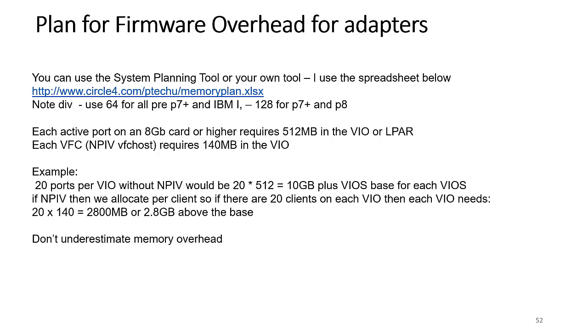So if they're in a VIO, the overhead goes there, but if they're actually physically in an LPAR, the overhead goes there. Additionally, if you're using NPIV, every virtual fiber channel or NPIV VFC host will require 140 meg in the VIO on top of that 512 meg for the card port. That may not sound like a lot, but if you have 40, 50, 60 VFCs, that can add up very quickly. So you need to make sure that you include those in your calculations, and that way you should be able to make sure that you don't underestimate your memory overhead.